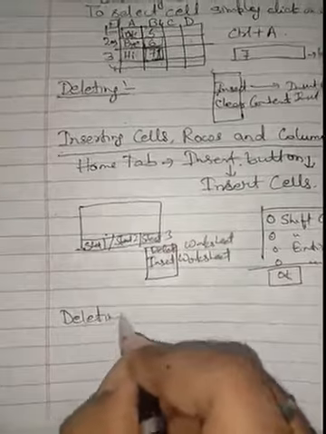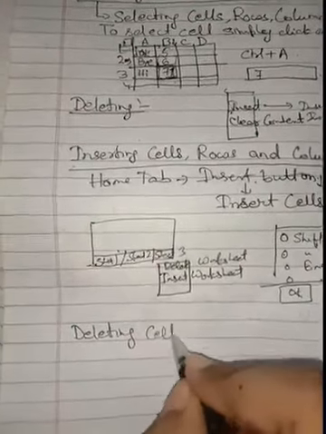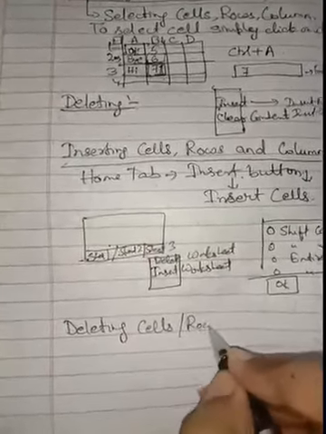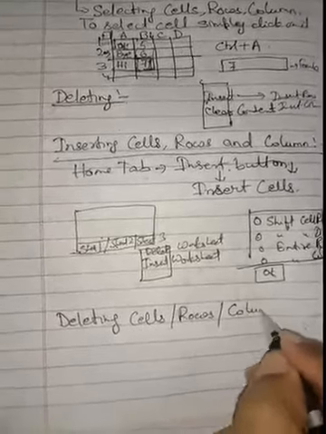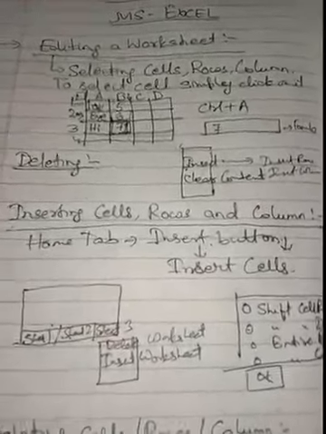Now we come to the topic deleting cells, rows and columns. The way in which we have inserted, we also have the option of deleting the cells, rows and columns. So how can we delete the cells, rows and columns? For this we have to follow certain steps.